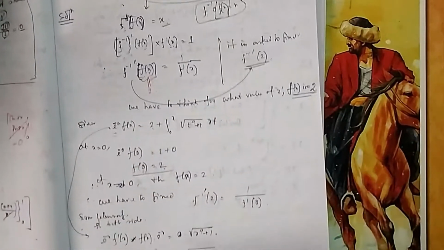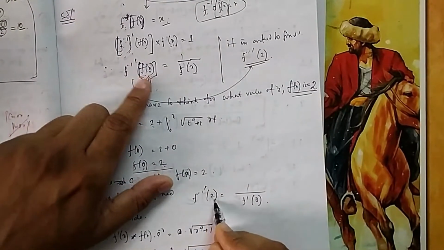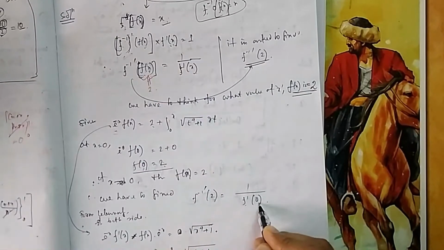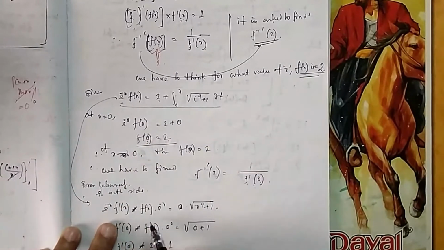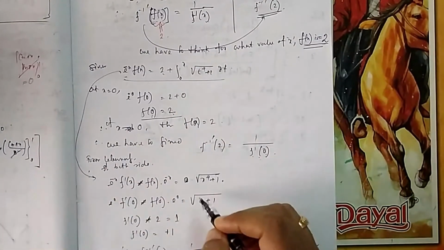So if you put x equal to 0, it will be f dash, that 2 will be equal to 1 by, instead of x it is 0. So you need to find this one, f dash 0. Next, this is your f(x), you differentiate it. Here you apply that Leibniz theorem.